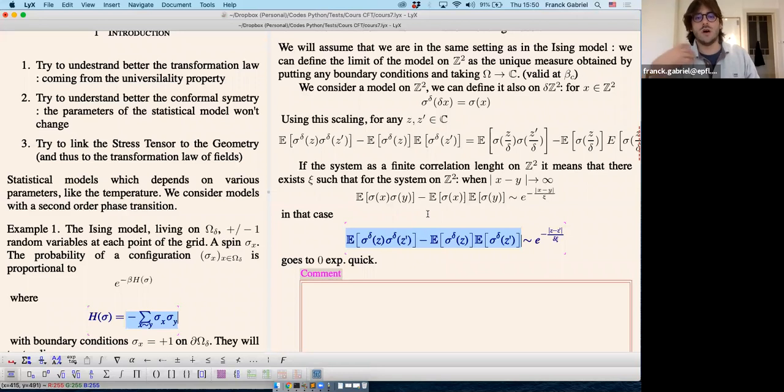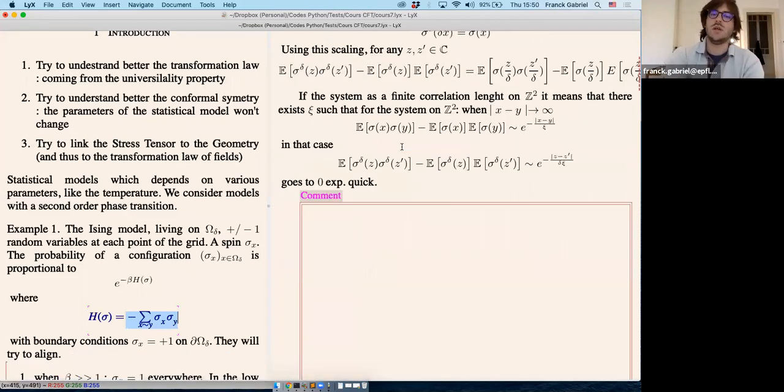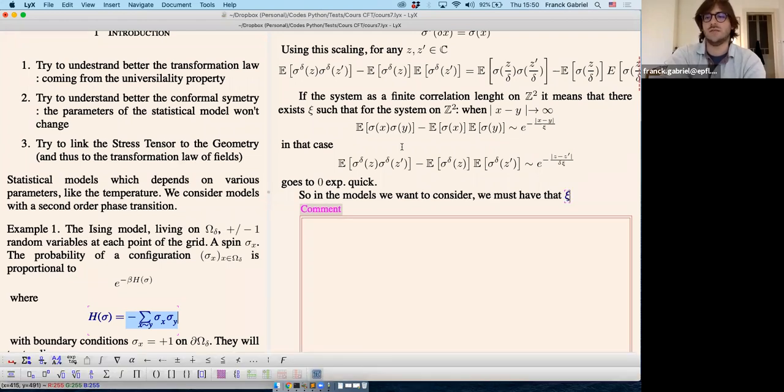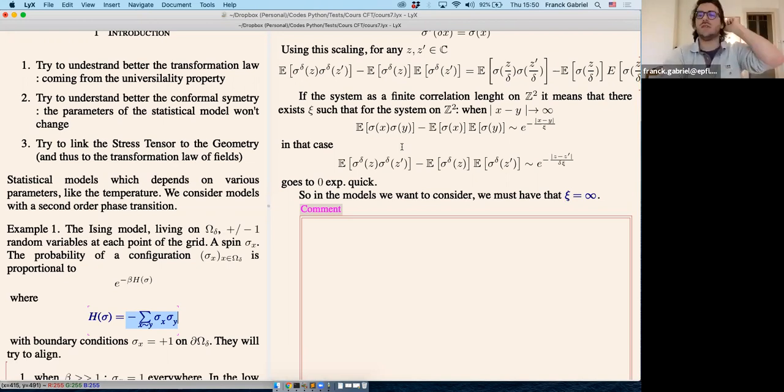Okay. So if the correlation length is finite, for sure we cannot define the scaling limit the way we wanted, by just scaling the fields with a delta to the power minus a scaling dimension. Which means that in all the models we want to consider, we must have that the correlation length is infinite. In that case, the decay is no longer exponential; it's actually polynomial.